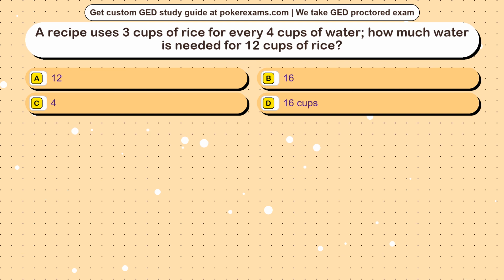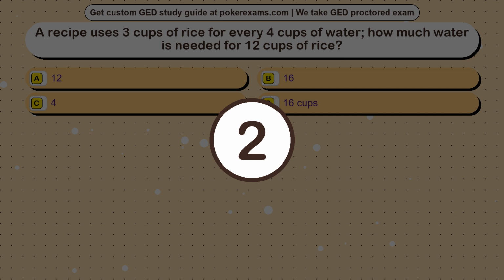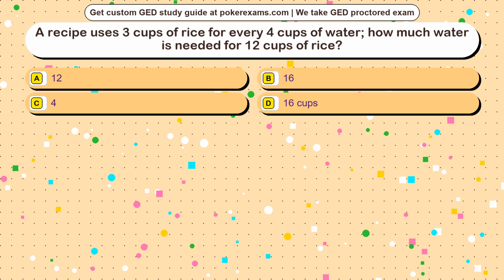Question 2. A recipe uses 3 cups of rice for every 4 cups of water. How much water is needed for 12 cups of rice? Option A 12. Option B 16. Option C 4. Option D 16 cups. The correct answer is option.